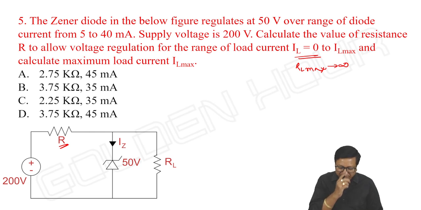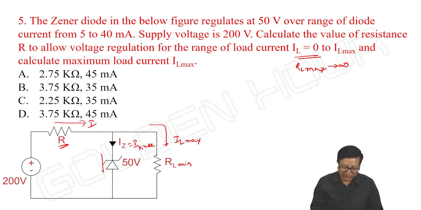Okay, they're asking us to find IL maximum. IL is maximum means RL should be minimum. RL is minimum, then only IL is maximum. And RL is minimum means IZ should be equal to its knee current. And this is I. So calculate the resistance R and IL maximum they are asking.